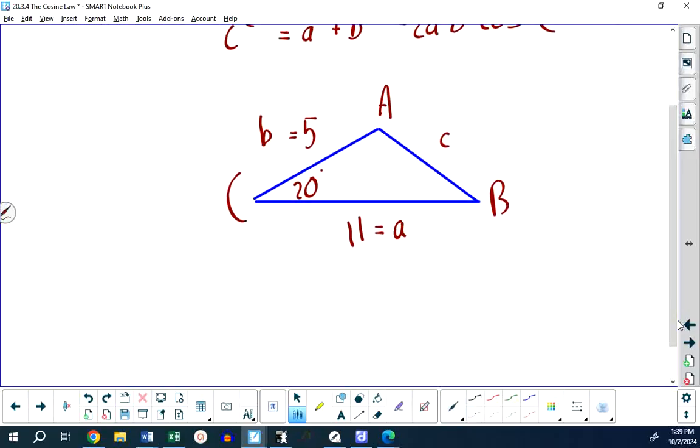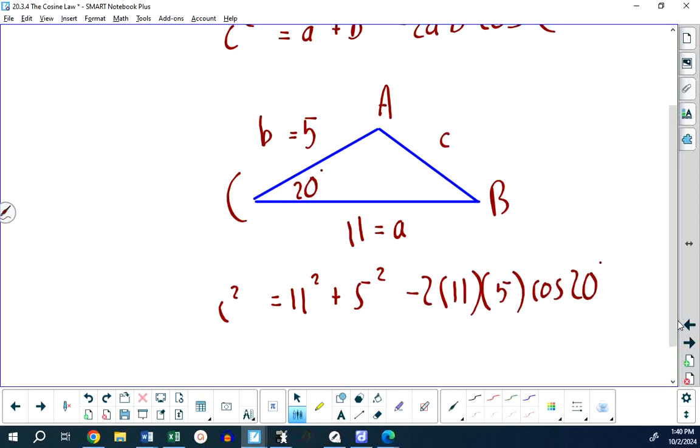Okay, one thing before we get going here. There's no ambiguity about the cosine law ever. The cosine law will always give you the right answer. It's why I sometimes just rely on it almost exclusively. Here we're going to write c squared equals 11 squared plus 5 squared minus 2 times 11 times 5 cosine 20 degrees. Everybody calculate c for me. So we run it through the calculator, take the square root.